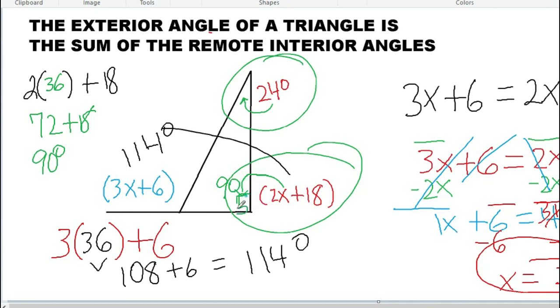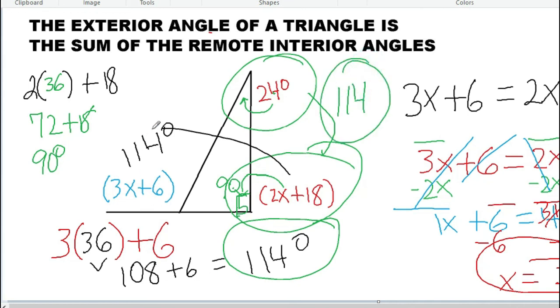And if we add this 90 plus a 24, guess what it equals? It equals 114. So yes. And that's all we're trying to do. This is 114. And also this is 114. So these two angles have to be the same as this one. So if you got 114, it's totally correct.